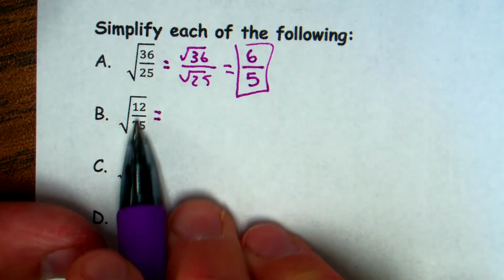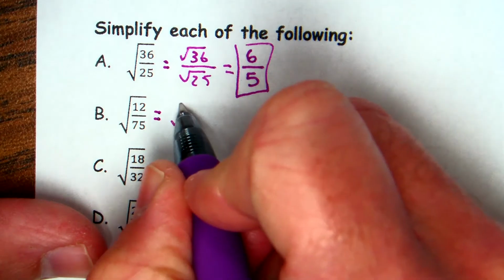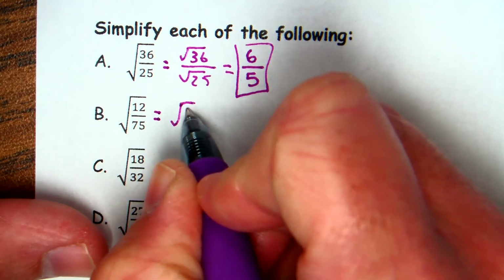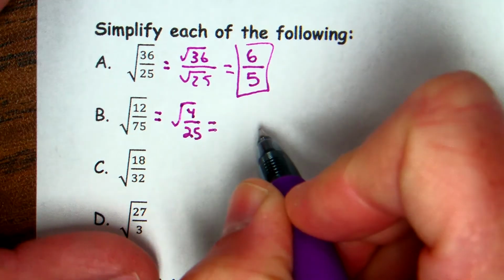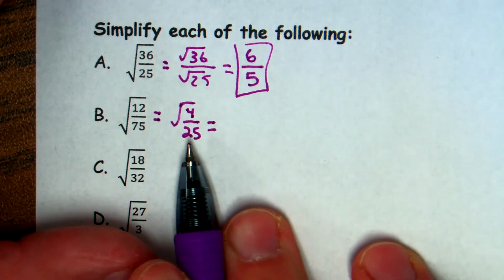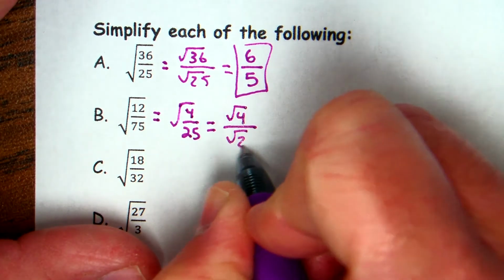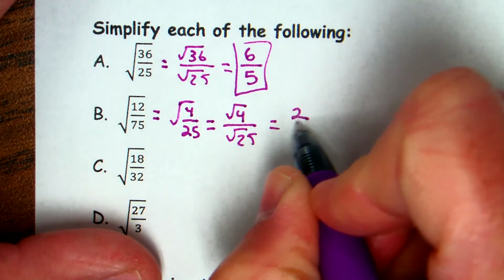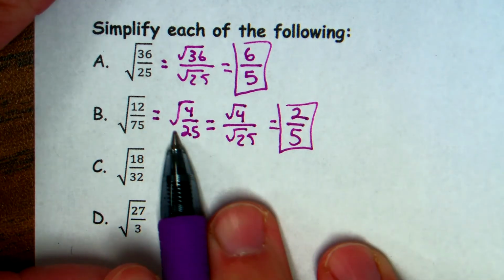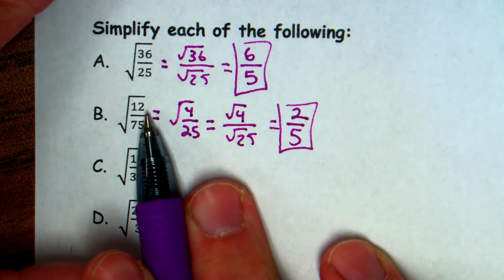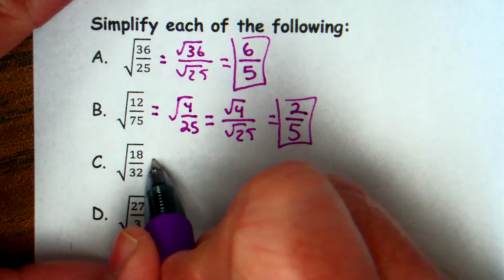If I have the square root of 12 over 75, my first instinct is to simplify that fraction. This is 4 over 25. I can either ask myself, what times itself equals 4/25, or I can look at it in pieces. The square root of 4 is 2, the square root of 25 is 5. 2/5 times 2/5 does equal 12/75. I'd recommend pausing the video at this point and trying C on your own.